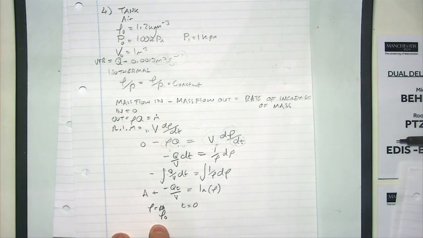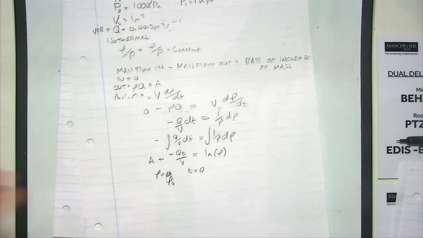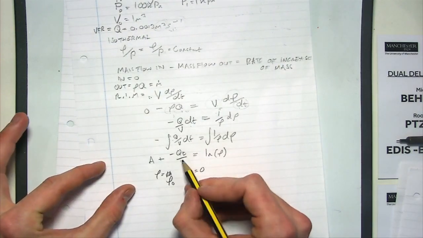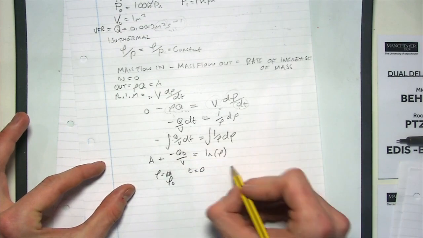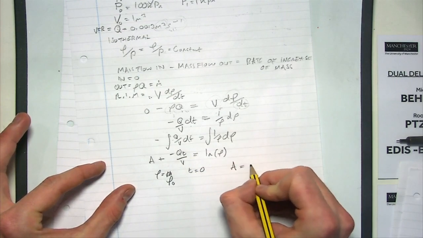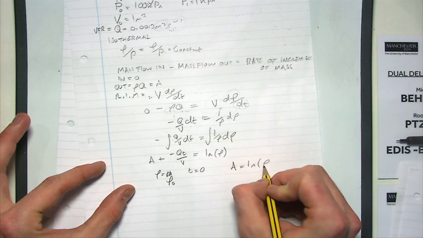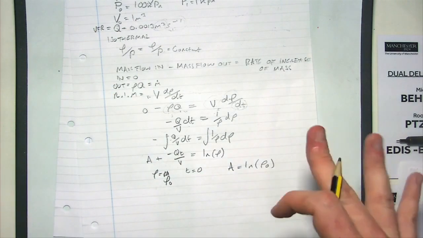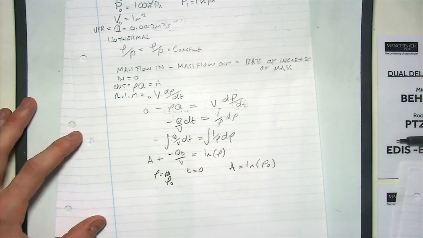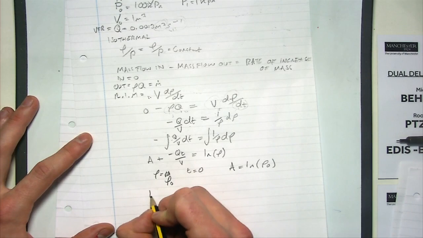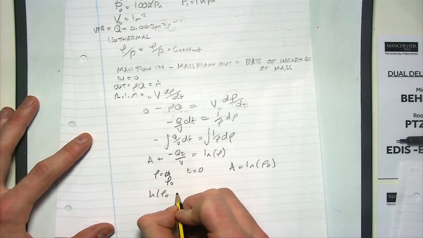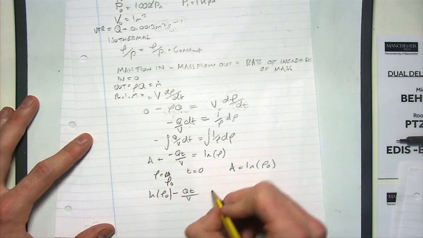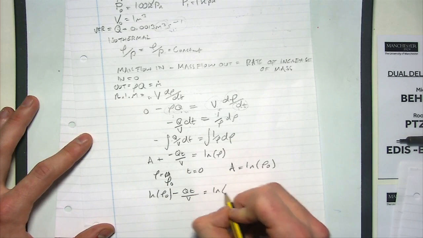My brain broke. So we can write, if time is equal to 0, this part goes to 0. Because time is in here, the whole thing goes to 0. So we get A is equal to ln of rho 0, okay? So that's the constant. Now let's write that whole equation out. So we've got ln rho 0 minus qt over v, close those brackets, equals ln of rho, okay?